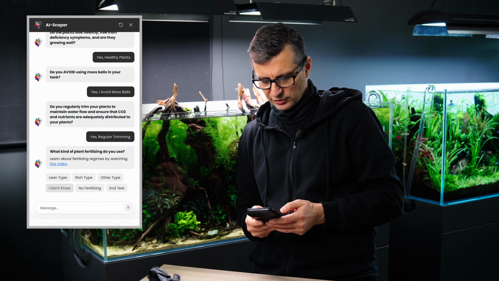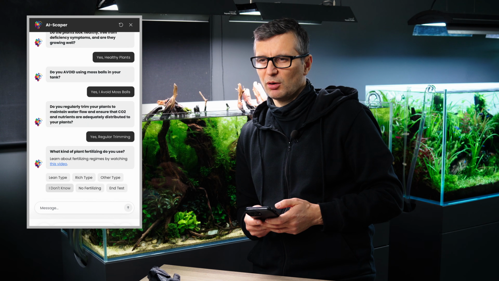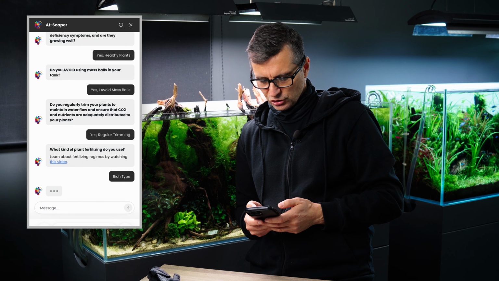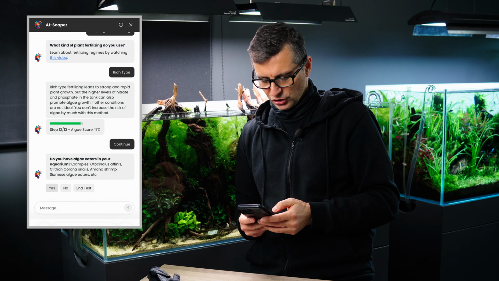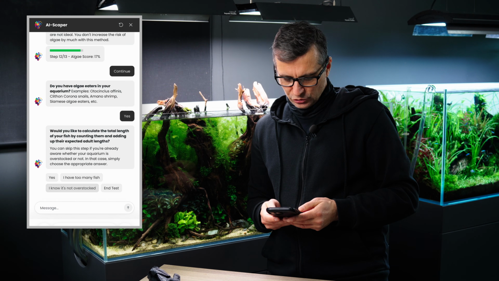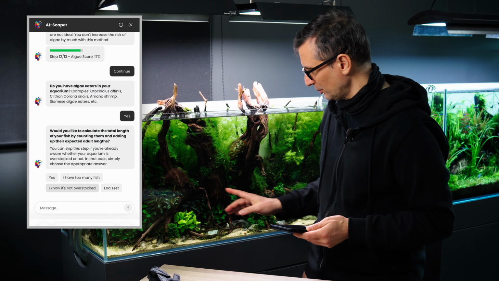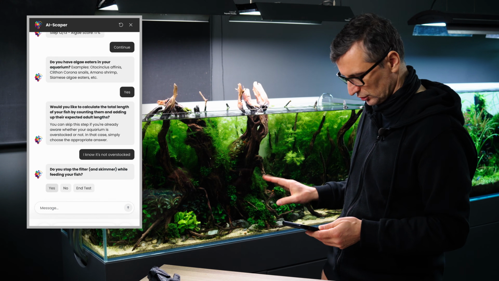What kind of fertilizers? Lean type or rich type? I think we are using the green Aqua ferts, which have nitrates and phosphates in it. So I would say the rich type, which will add a little bit to the imbalance. Do you have algae eaters in the aquarium? Of course. Would you like to calculate the total length of your fish by counting them and adding them? I'm not going to count the fish. I know that this is not overstocked.